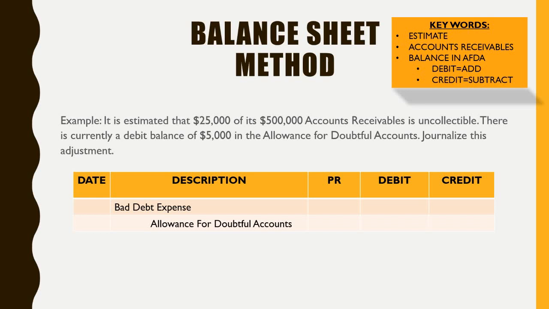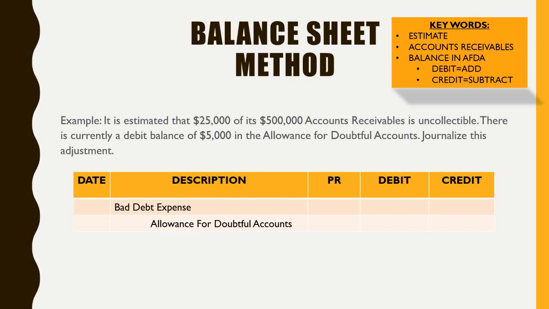Since there are two methods of the allowance method, let's break down one method at a time. So let's use the balance sheet method, okay? Now in this case, here's a scenario where we have a potential bad debt. It is estimated that $25,000 of its $500,000 accounts receivable is to be uncollectible, okay? And there's currently a debit balance of $5,000 in the allowance for doubtful accounts, okay?